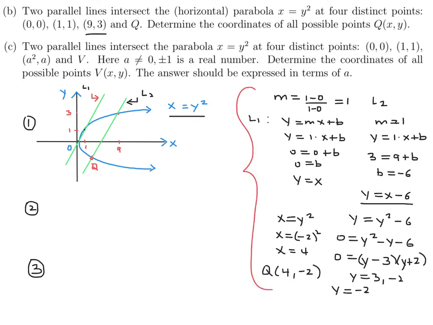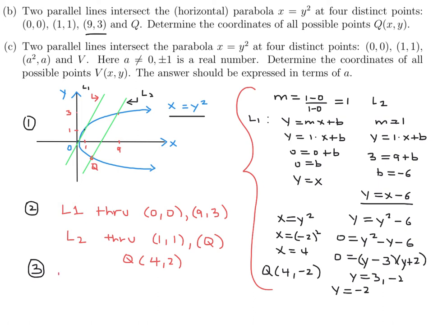The second scenario is when L1 is through the points (0, 0) and (9, 3), and L2 is through the points (1, 1) and Q. So you would go through pretty much the same process, but this time with different coordinates. I'll give you the answer: when you figure out Q, you'll get (4, 2). The process is identical, so I will let you do that because it's very redundant.